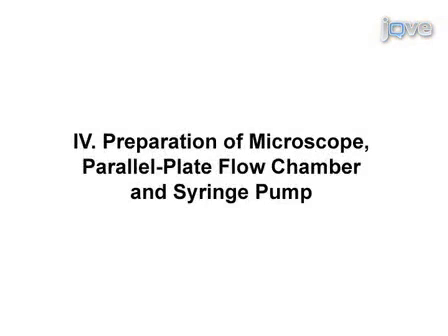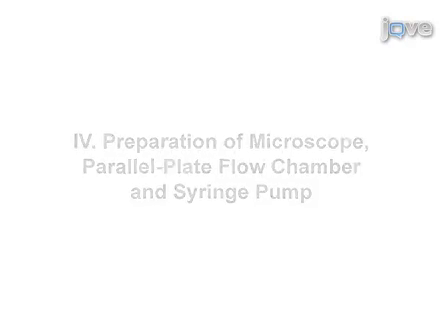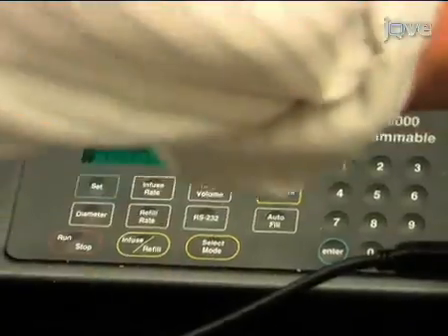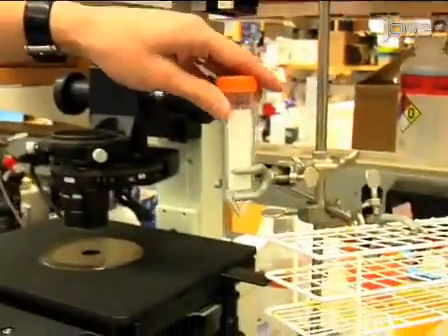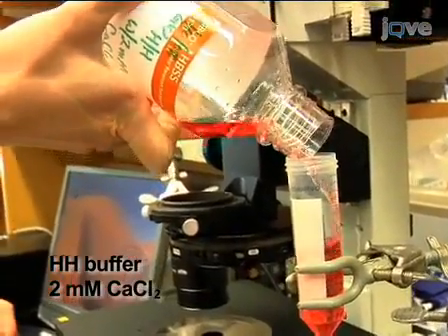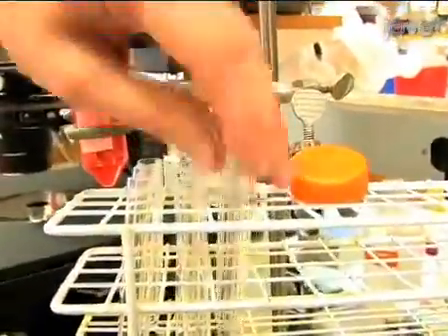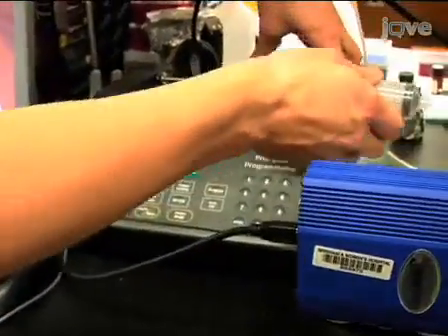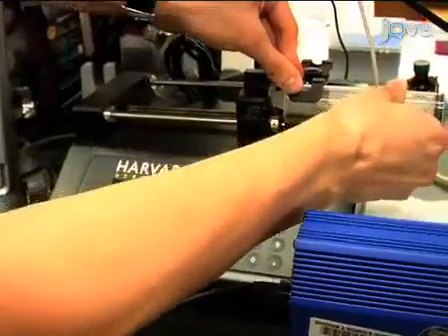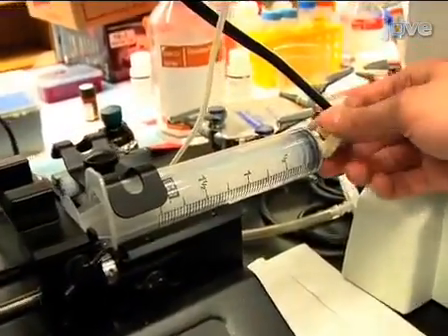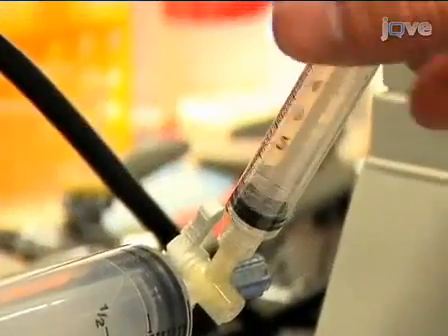The next steps involve preparing the microscope, the parallel plate flow chamber, and the syringe pump for the assay. Turn on the microscope and the syringe pump. Select the 10x objective on the microscope. Place a 50 milliliter conical tube in the holder and fill it with HH buffer with 2 millimolar calcium chloride. Then place 5 milliliter plastic test tubes in the holder below. Next, put a 60 milliliter syringe in the syringe pump. Make sure that both the plunger and the body of the syringe are secure. Attach a 3-way stopcock to the end of the 60 ml syringe and then a 5 ml syringe to the 3-way stopcock.